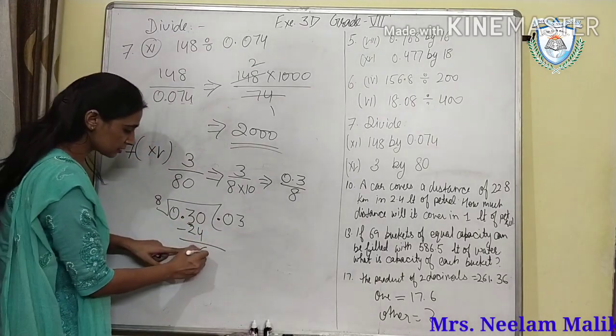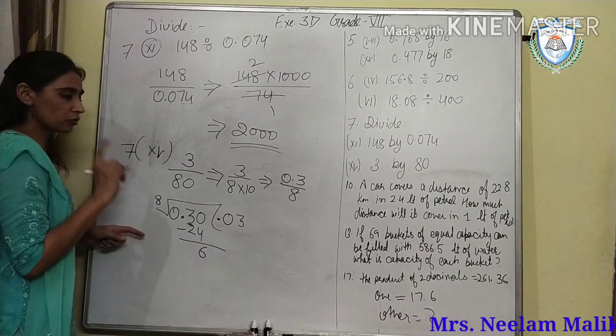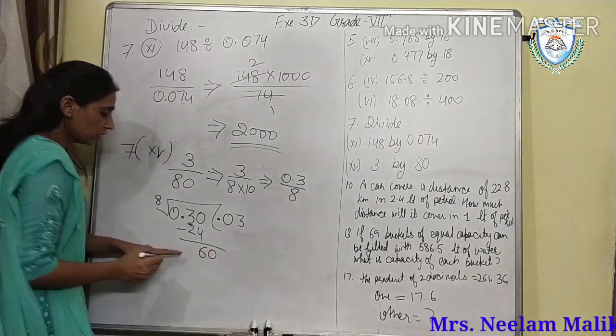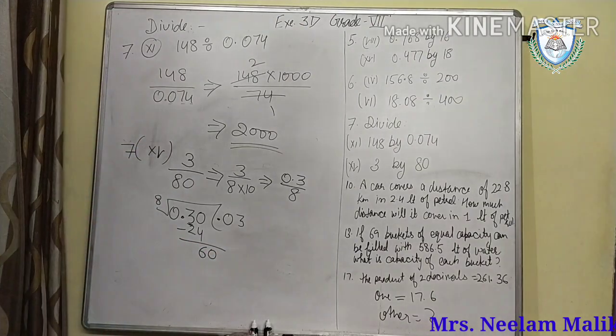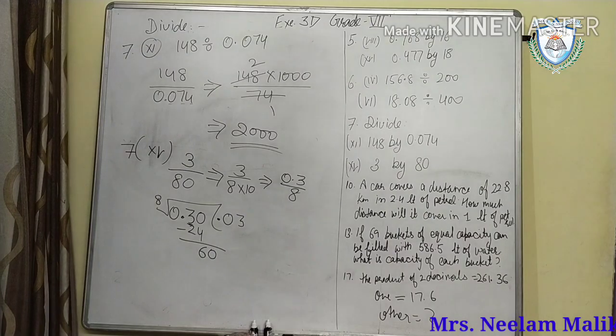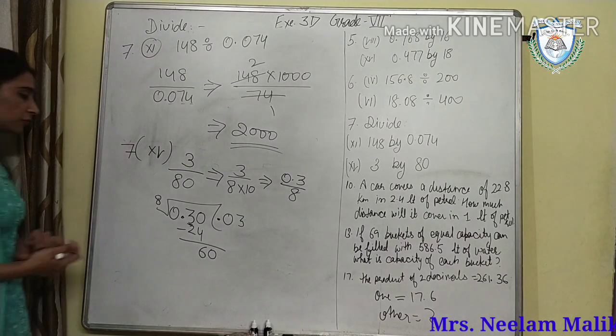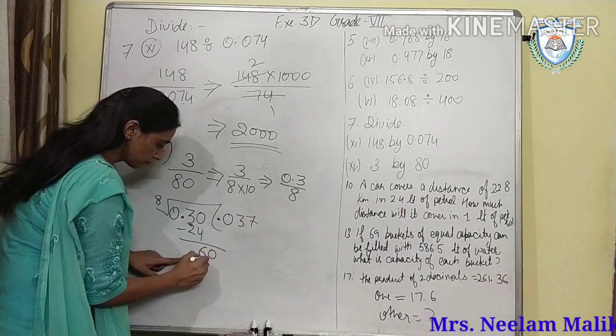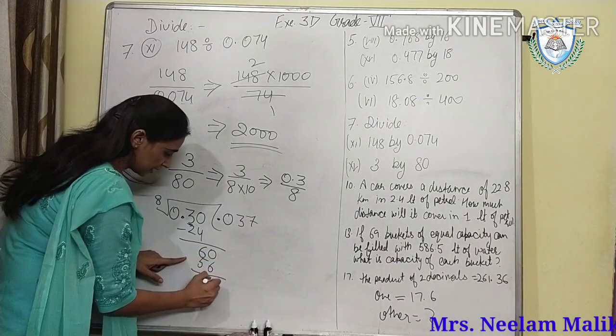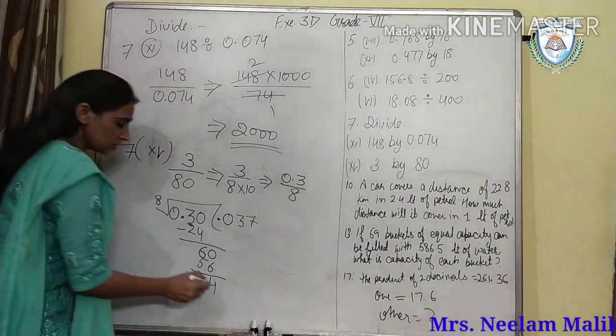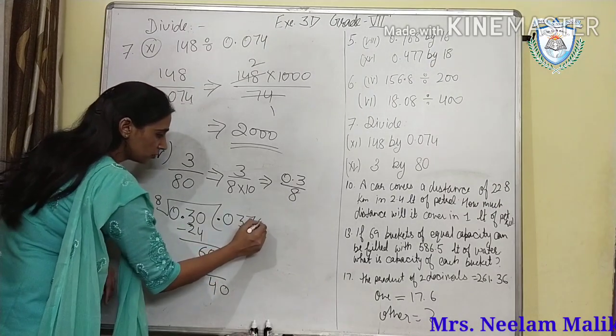I'll get 6 here. Not going, so 10 I can put with my choice. Now it will go on the 8 7s are 56. I'll get 4 here. Now I'll put one more 0. 8 5s are 40.